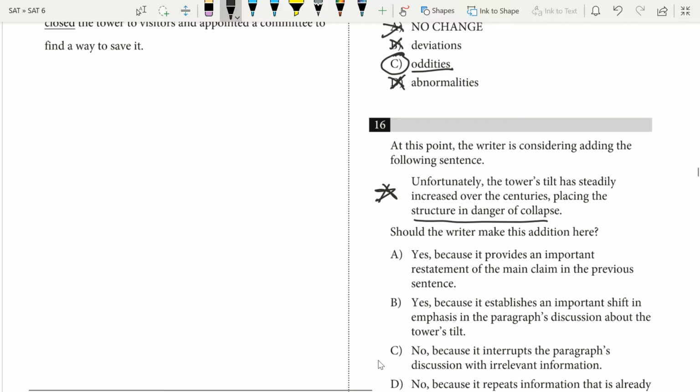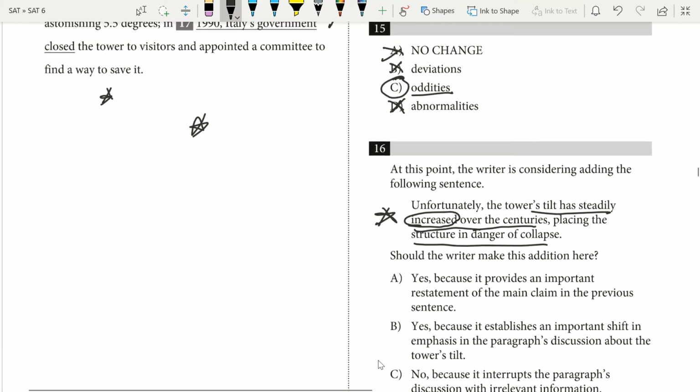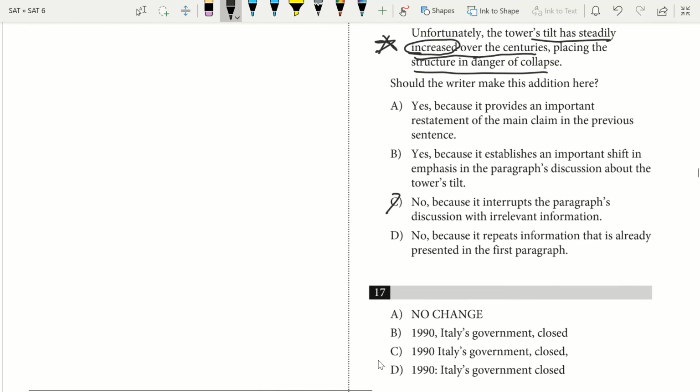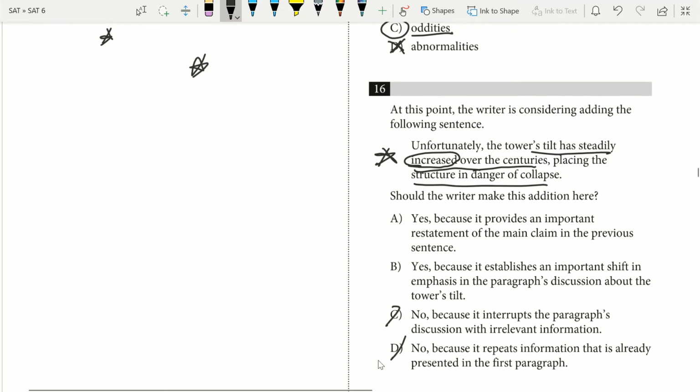Alright, well, would it make sense to say that the tower's tilt has increased over centuries before that sentence we just read? Yes, because in that sentence we read after it, it talks about how, as a result of the increase in tilt, they had to close it down, right? So we should add it. So we can get rid of our no's because we know we need to add it. Now we're left with our yeses.